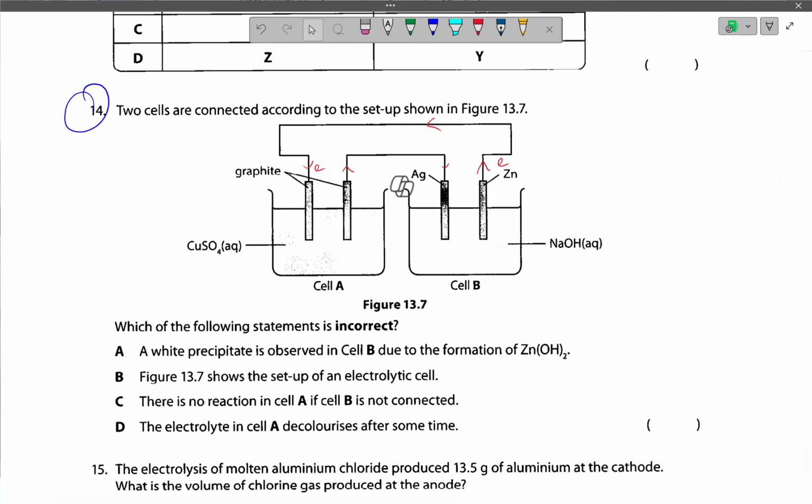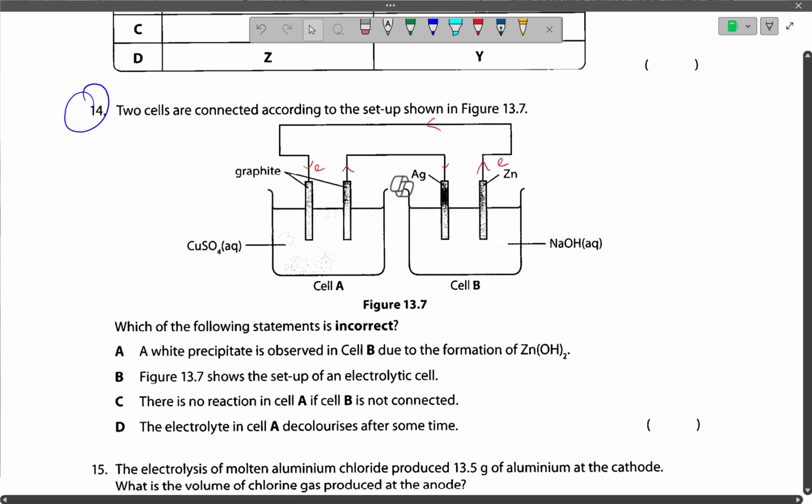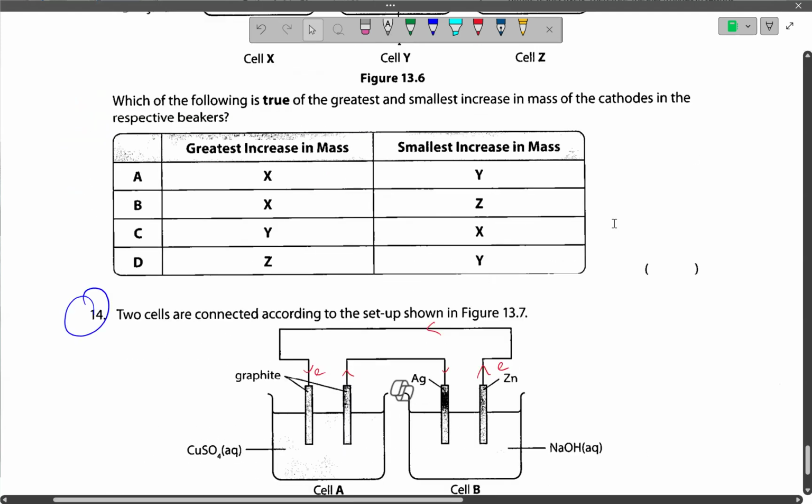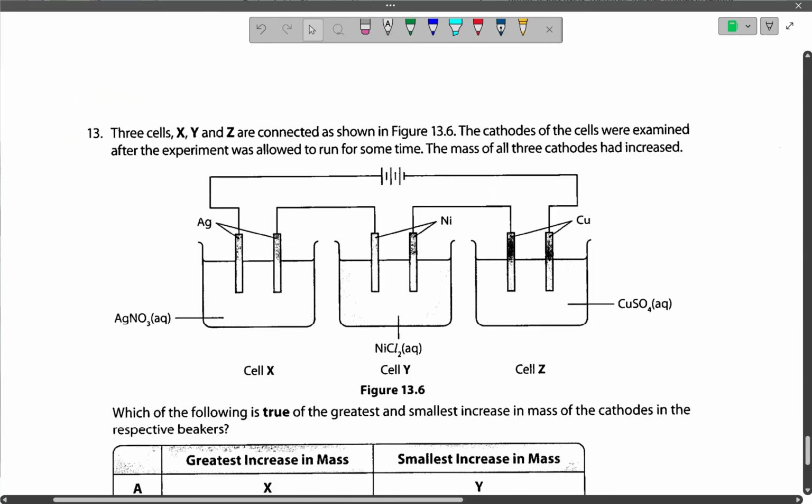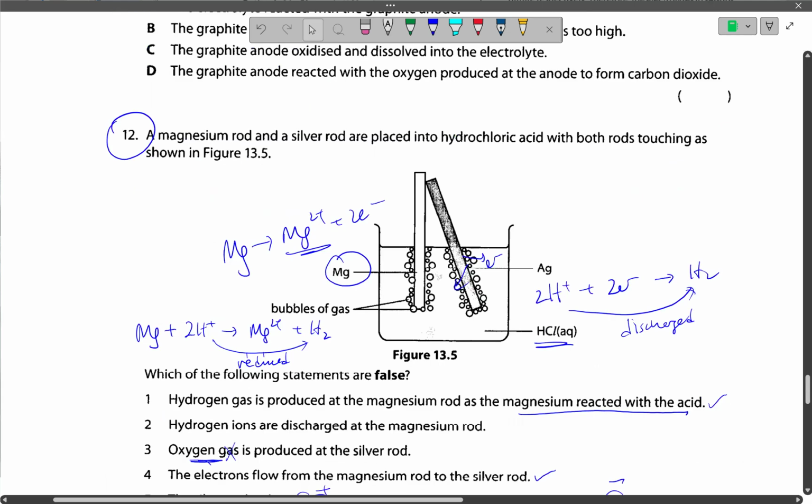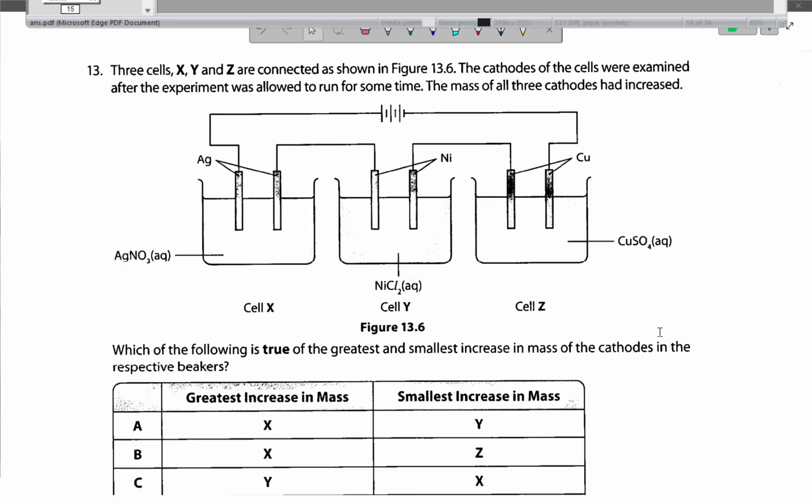Incorrect. Let me see. Ah. Okay, let me see. Wait. Give me a second. Where's my screen? Okay.